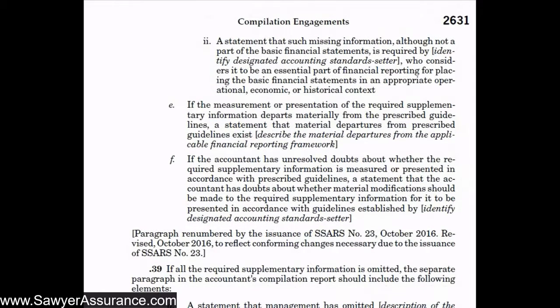And if it turns out that the measurement or presentation of the required supplementary information departs materially from the prescribed guidelines, then we need to include this paragraph to describe the departures. And if it turns out that we can't get comfortable enough about whether the required supplementary information complies with the requirements set by the standard setters, then we should make a statement to that effect in our accountant's compilation report and say that we have doubts about whether material modifications should be made to the required supplementary information to put it in accordance with the guidelines.